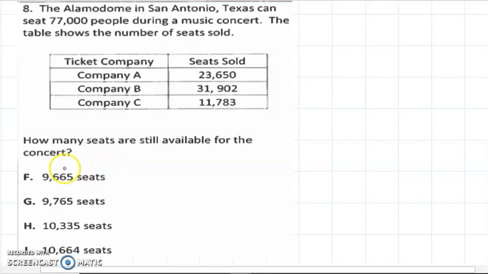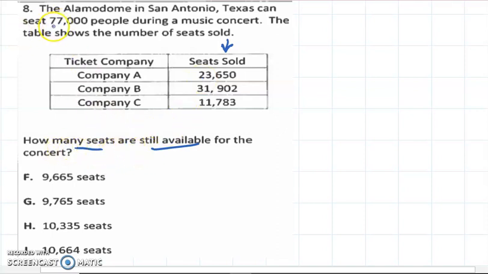Let's go back to the question. How many seats are still available? That means when you want to know how many are available, you're going to buy tickets. You want to go to the concert. Well, this here says tickets sold. Okay, so they're already sold, so you can't buy those tickets. But how many are still available?